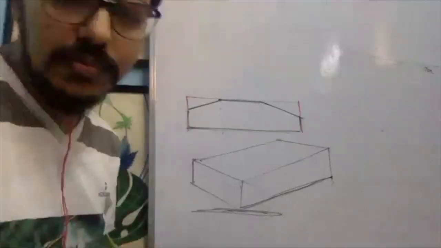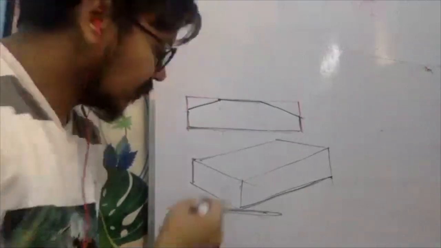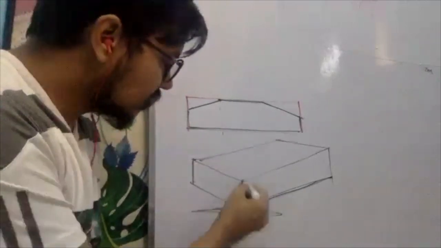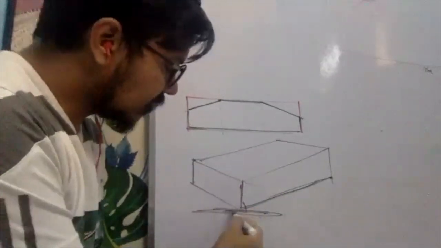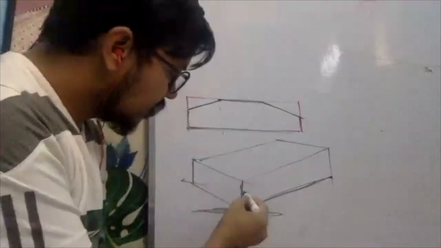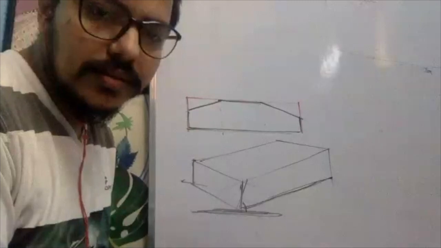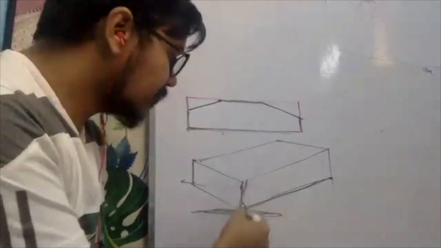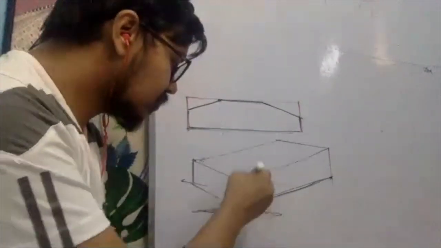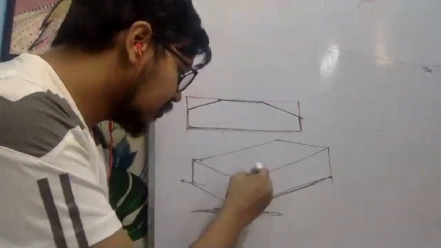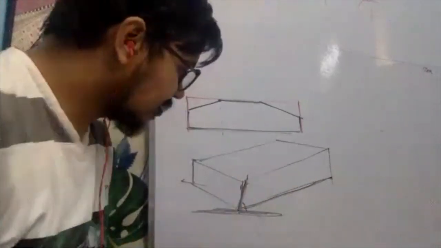Always on 90 degrees. And this is where so many people make mistakes. They draw these lines, which are supposed to be 90 degrees to the surface, somewhat diagonal. And that is the biggest mistake.